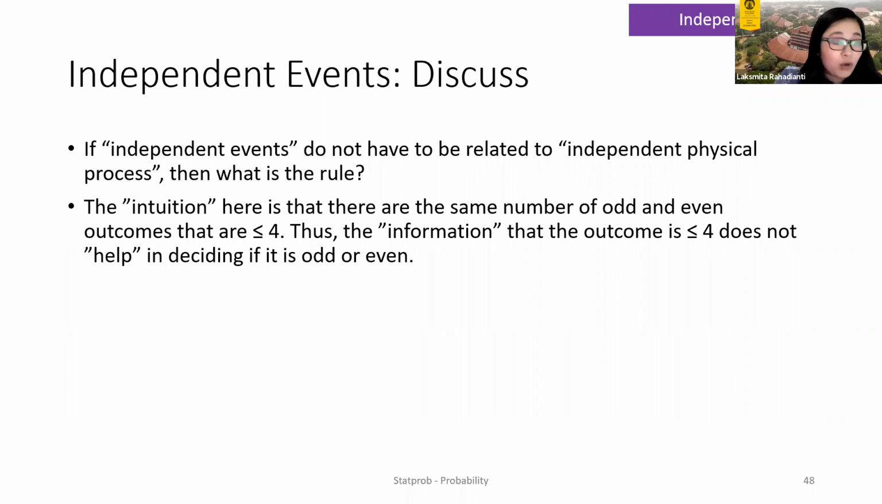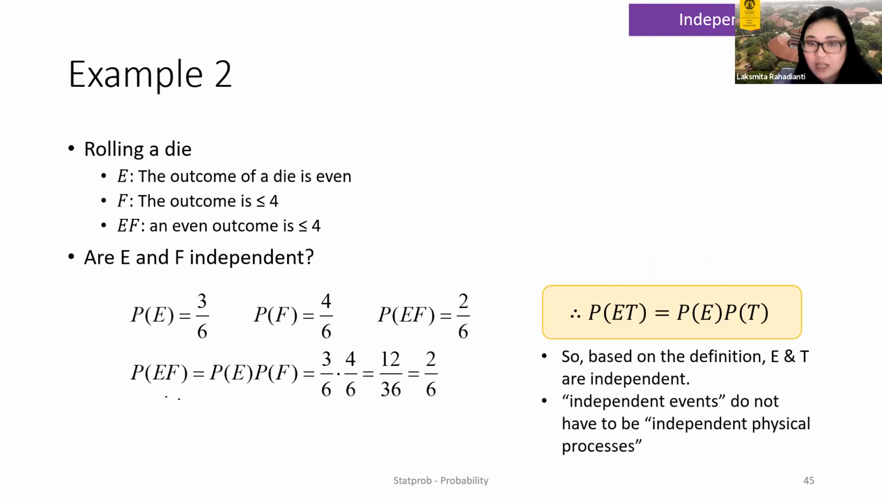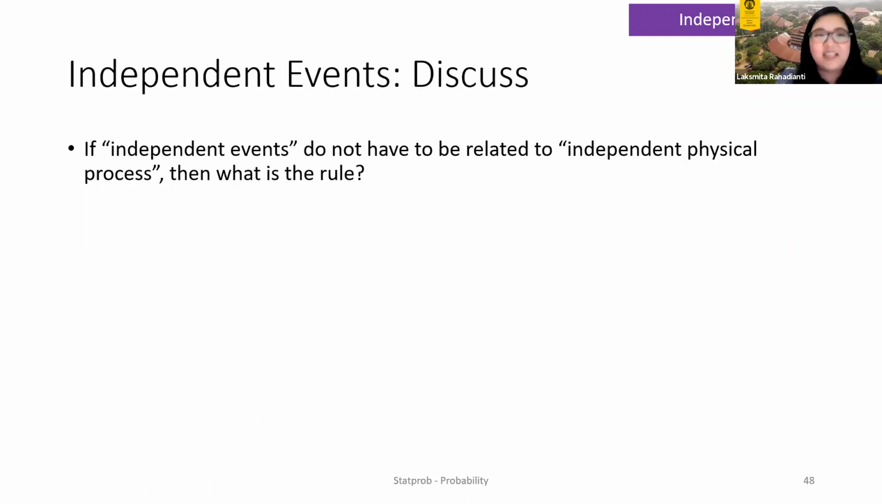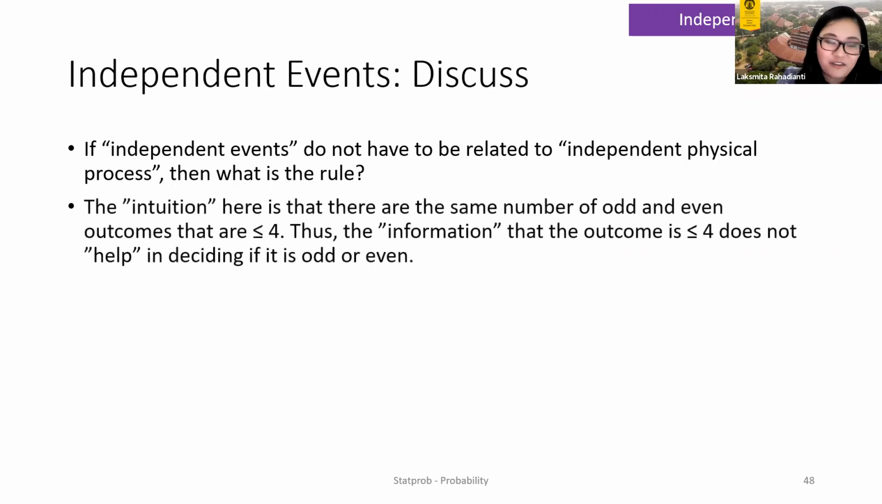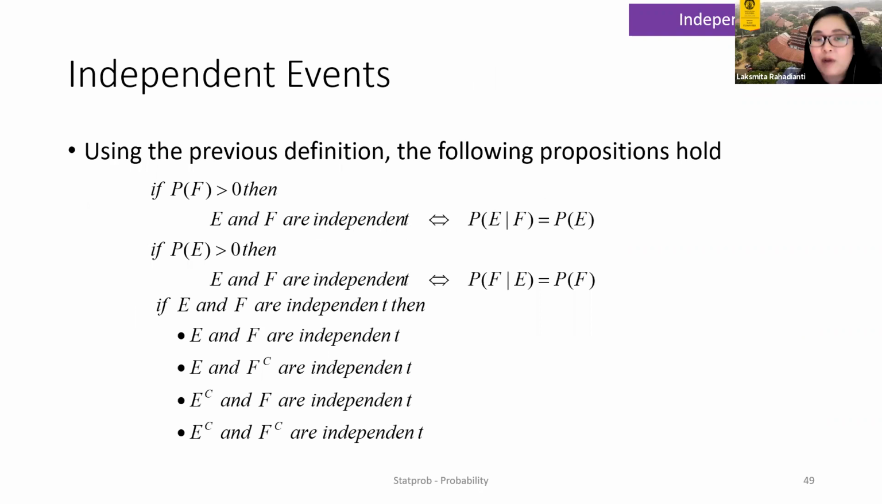So basically, if you want to prove it mathematically, you just need to compute the individual probabilities, and you have to see if it fulfills P(E∩F) equals P(E) times P(F). If it does fulfill, however improbable it might be in your head, then they are independent events, regardless of whether they are physically dependent or not.